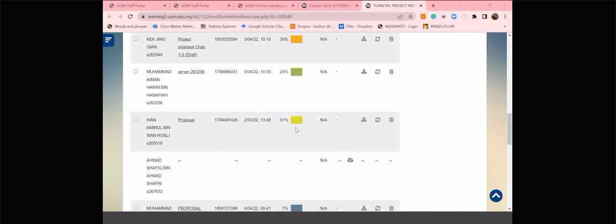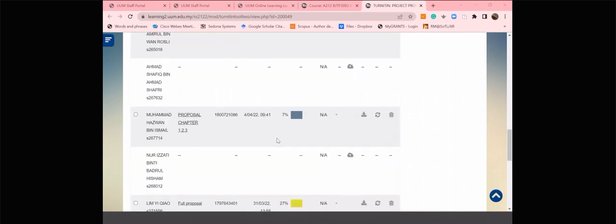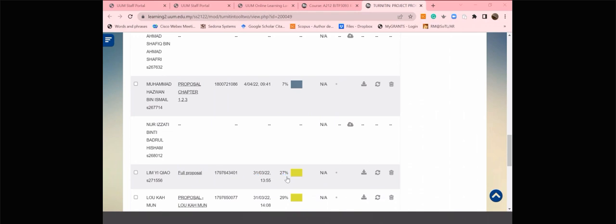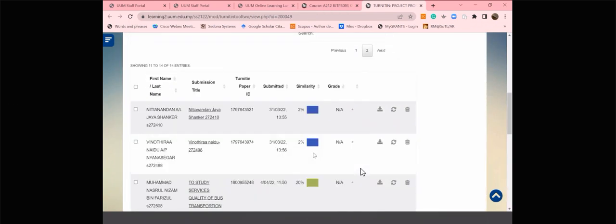Amirul also greater than 20%, which is 31%. So please do some correction here. Rephrase ataupun rewrite kat mana-mana yang sama dengan articles lah. Hazwan, good, 7%. Yi Kiao, 27%, slightly higher than 20%. Kamun also 29%. Those with percentage more than 20%, please look at your proposal. Where is the part yang kamu perlu ubah lah so that the similarity index will be less than 20%. Nitya and Vinotira, very good, 2%.